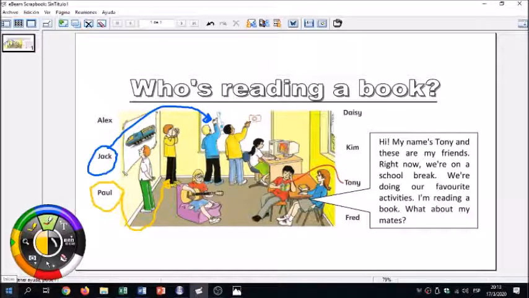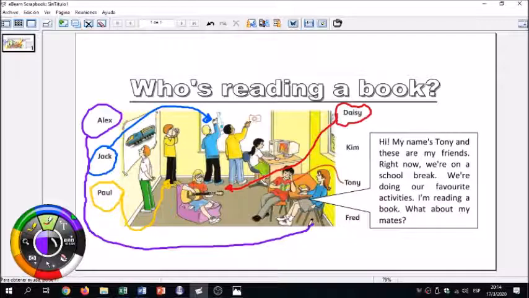Very good. What about Daisy? Who is Daisy? Very good. Daisy is the girl who is playing the guitar. So, this is Daisy. Okay, and what about Alex? Who is Alex? Very good. Alex is the one who is sitting at the table wearing a blue sweater.